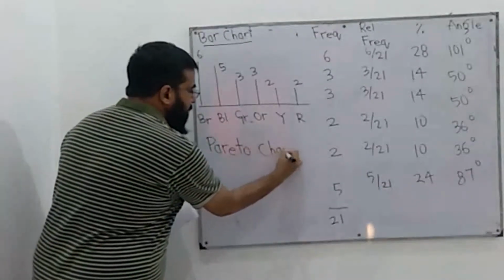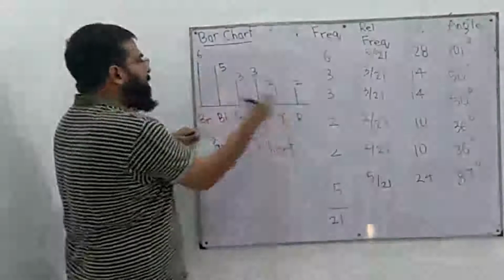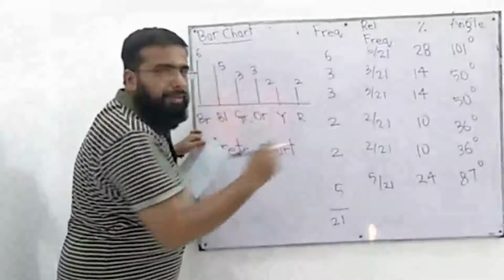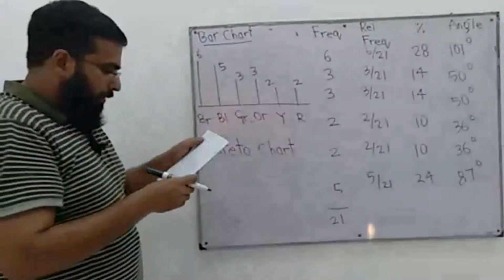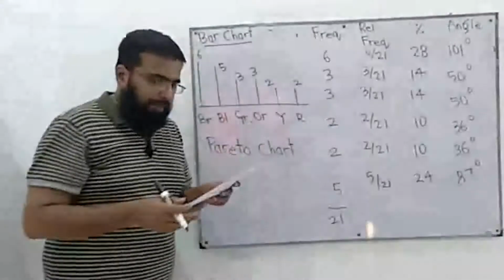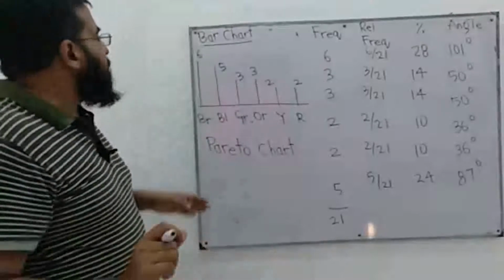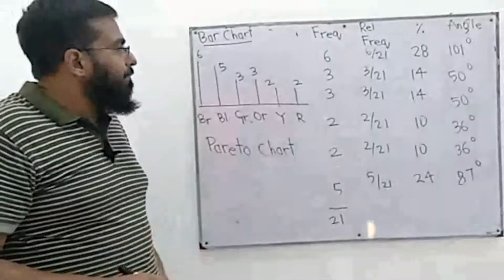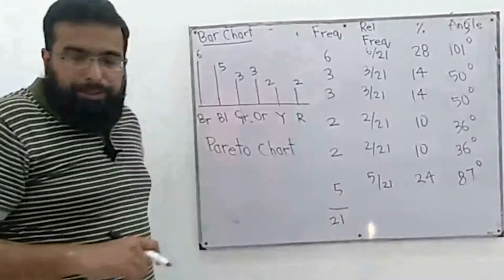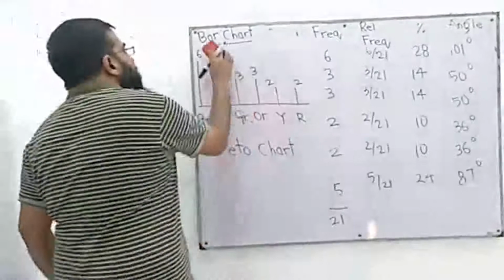This kind of bar chart is also called a Pareto chart. A Pareto chart is one in which, if we move from left to right, the height keeps on decreasing. So the longest value is on the left-hand side, and the smallest value is on the right-hand side. Right, this is called a Pareto chart. So it's a type of bar chart. And finally, we have to draw the pie chart.